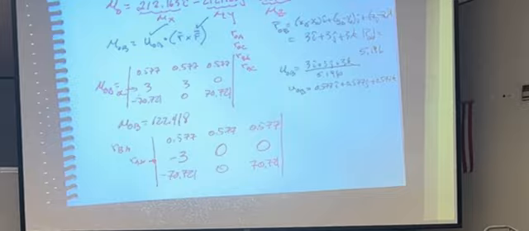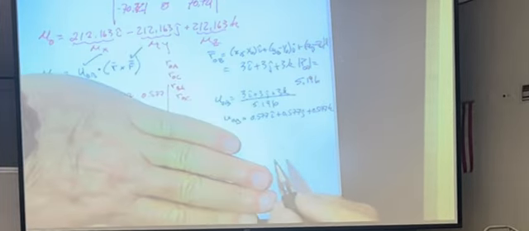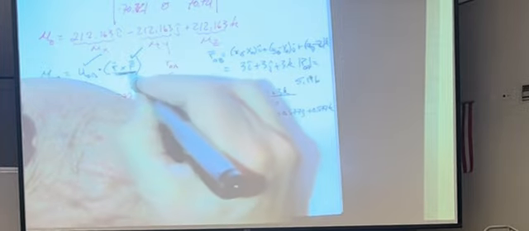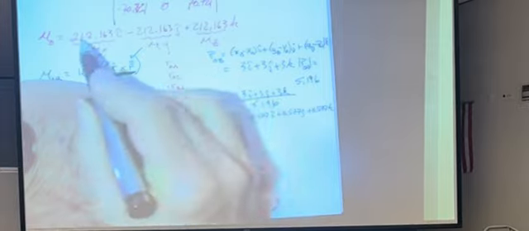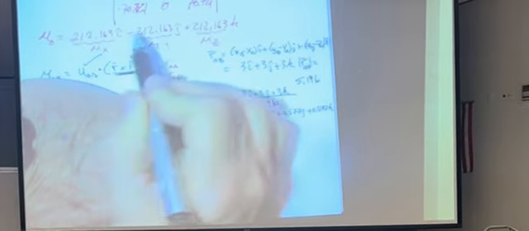Now, what's another way I could have done this? Easily. Here's the other way. I didn't have to do all this. I have R cross F. It's that. Correct? That's the moment, because that's what this is, moment. So I could have done this.